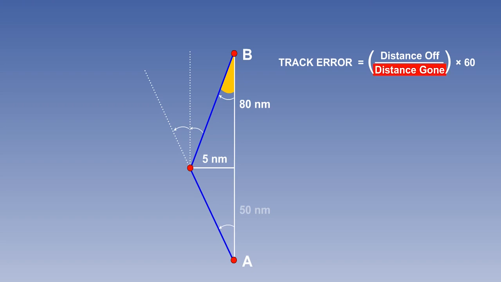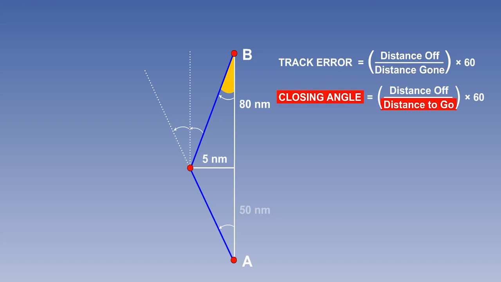Instead of distance gone, we can use distance to go. So the closing angle is 5 divided by 80 times 60. The answer is approximately 4. By turning right another 4 degrees, we will be tracking towards the destination.